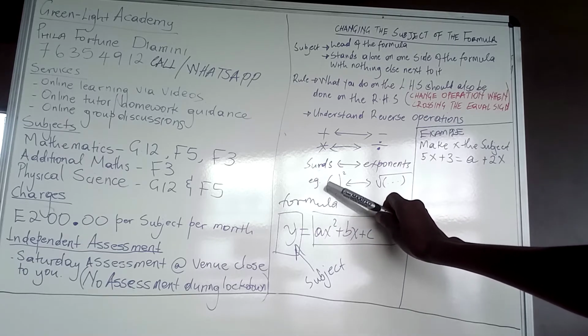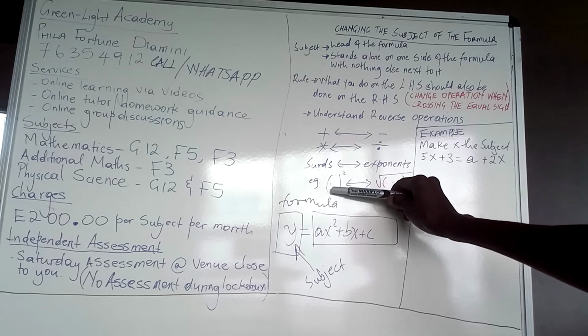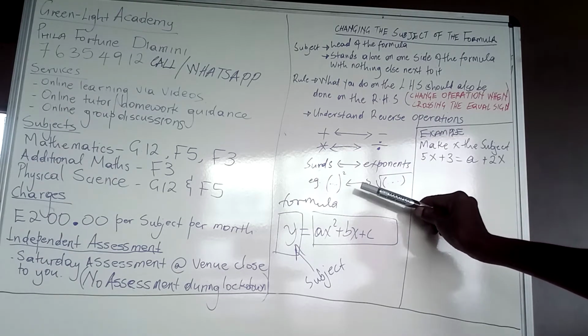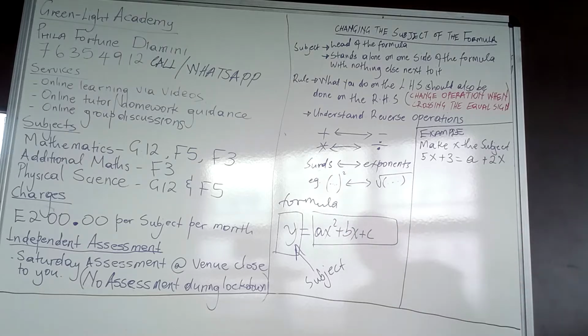So if an operation was squaring this side and you want to undo the squaring, you undo it by taking the square root. The reverse of squaring is taking the square root. Same thing happens when you're talking about cubing and taking the cube root, etc. So basically, those are the steps that you should apply when you are changing the subject of the formula.